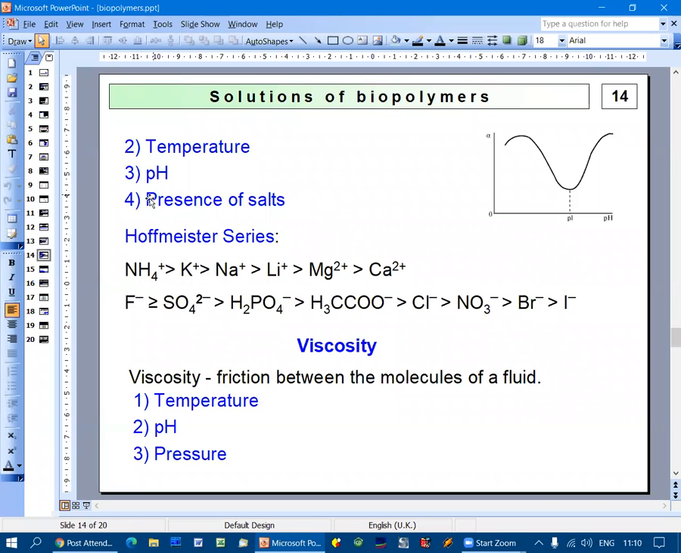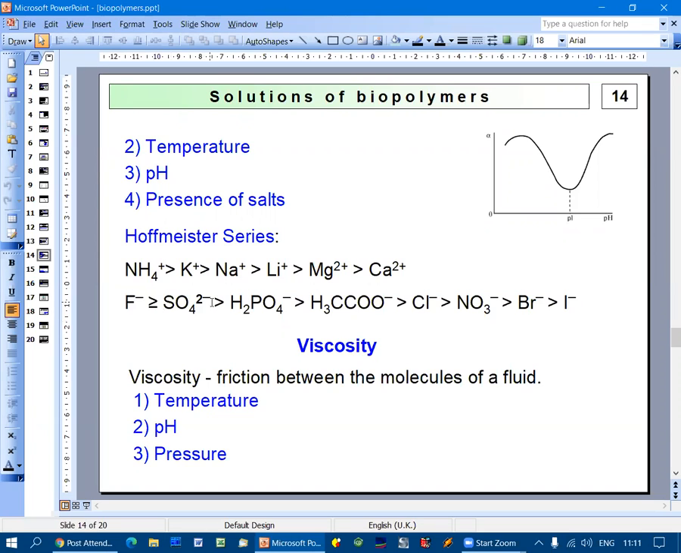The Hofmeister series. In the Hofmeister series, cations and anions are in order of their ability to absorb water. For example, among cations, the ability of ammonium cation to absorb water to form its own films of bonded water is very high. Among anions, probably one of the best is sulfate anion.